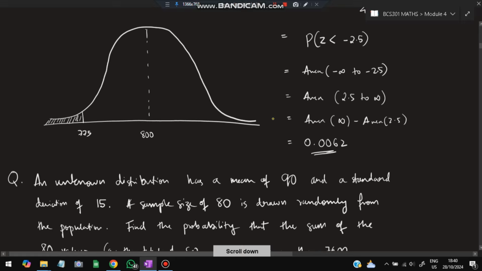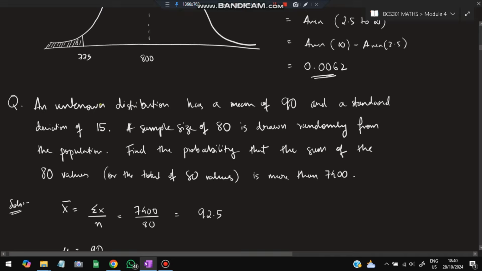Okay, let's have a look at another similar question. An unknown distribution has a mean of 90. So the nu value is given as 90, the population's value. Standard deviation of 15, so sigma value 15 is given. A sample size of 80, n is equal to 80, is drawn randomly from a population. Find the probability that the sum of 80 values is more than 7400.